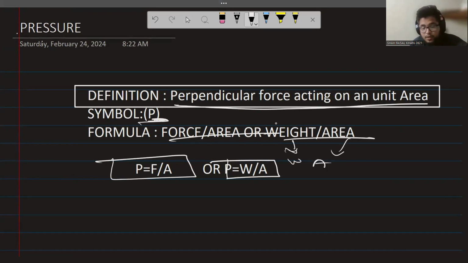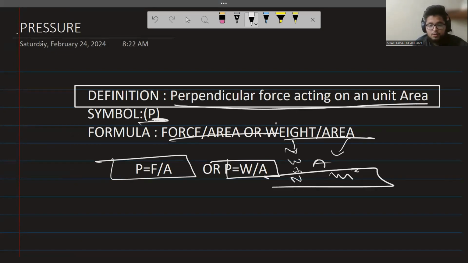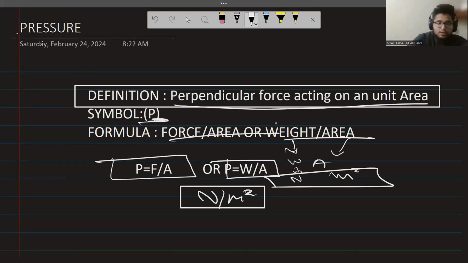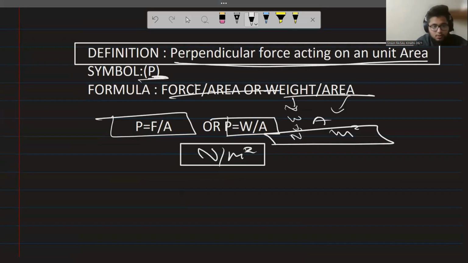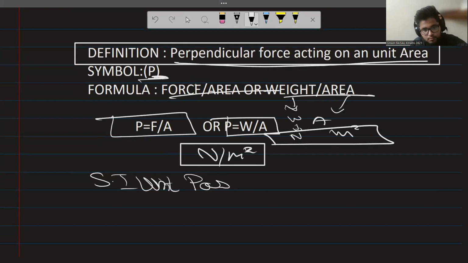A is in meter square, and weight is in Newton. So basically it means N per meter square. So it will be like this. Its SI unit is Pascal.